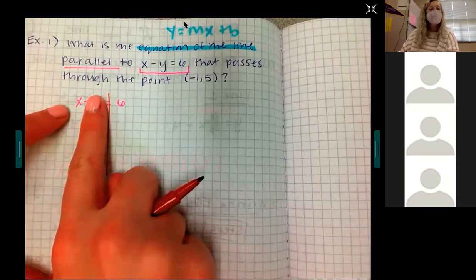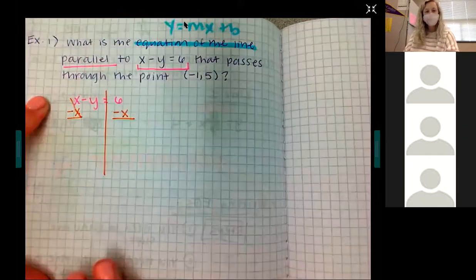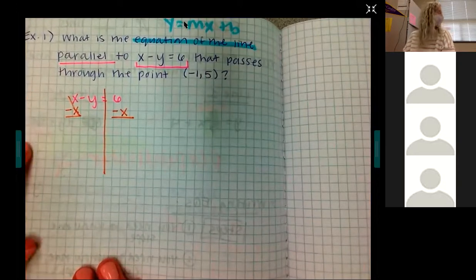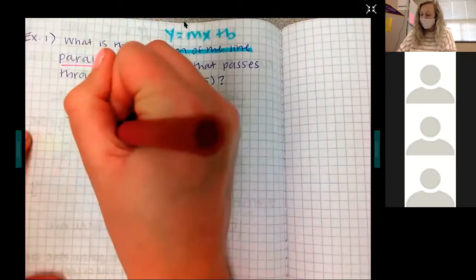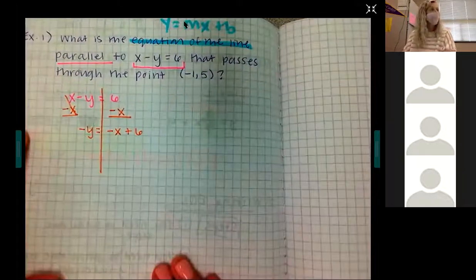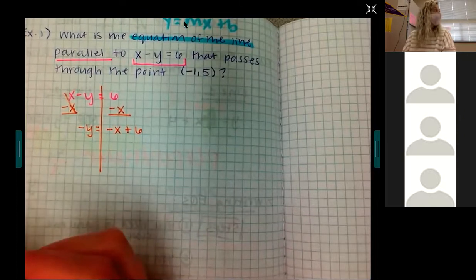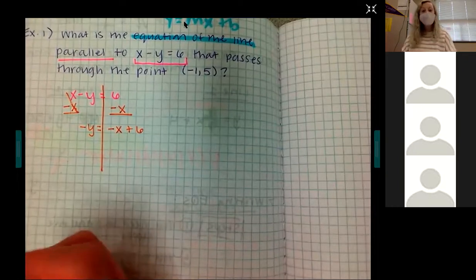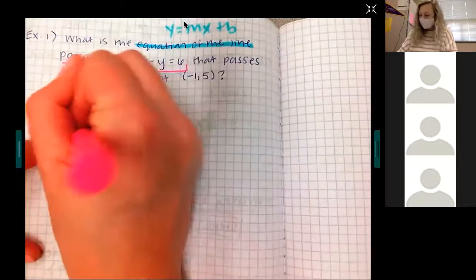How do I move this x right here if it's positive? Subtract it. Good. So we're going to subtract the x over. Is everybody okay with that? Okay, so do y'all agree I'm left with negative y equals negative x plus 6? Does everybody agree? Are we done? Does this say positive y equals? No, we got to get rid of the negative. So how do you get rid of this negative right here? Divide by negative 1.